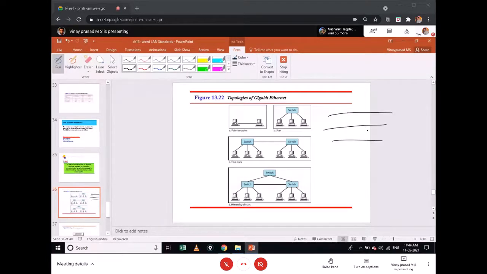Distributed access layer, then there is the core layer, where we connect hierarchically. The host connected to the nearby switch is called the access layer. That access layer switch is connected to the distribution switch, and that distribution switch is connected to the core switch. If only two stations were there, we connected them point to point.